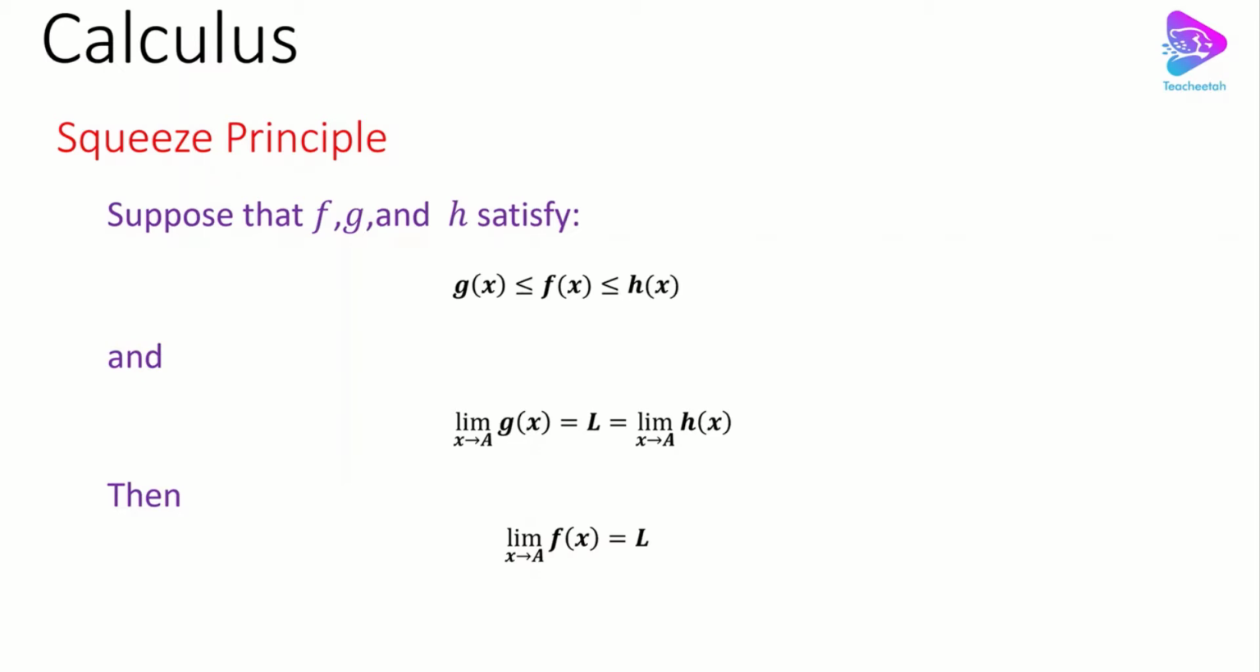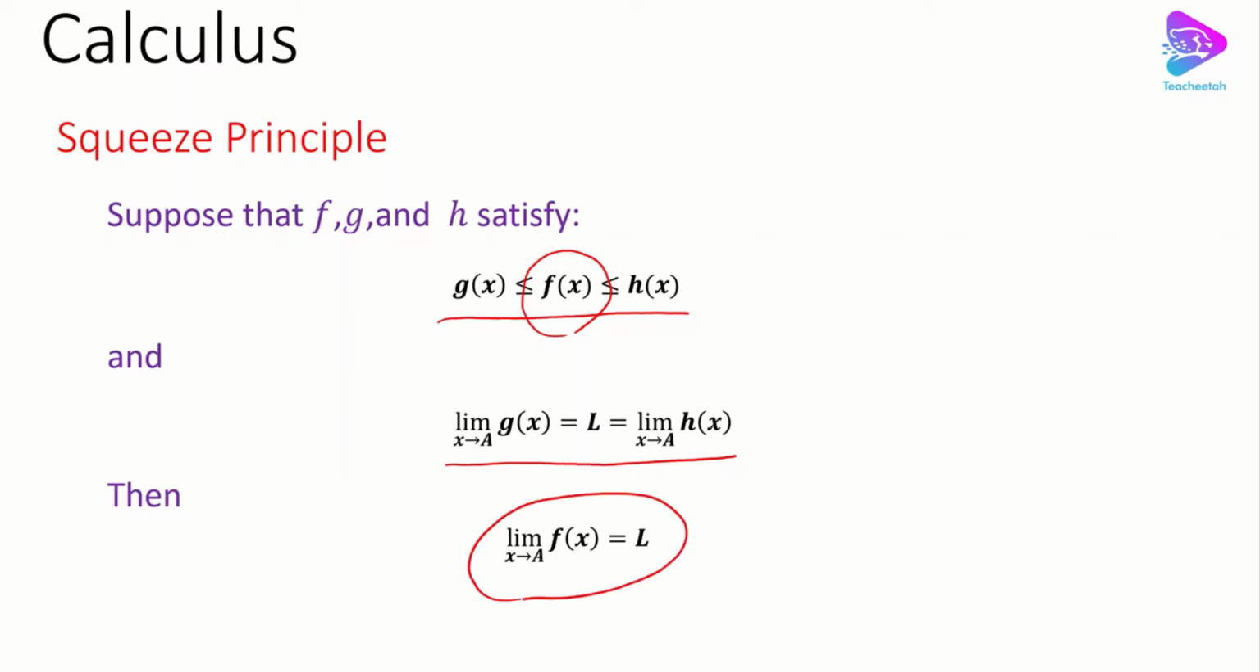Let's look at this principle. Suppose that we have three functions like f, g, and h, which satisfy the following condition: g of x is less than or equal to f of x, and f of x is less than or equal to h of x. And we know that the limit of g of x when x is approaching a is equal to L, and the limit of h of x when x is approaching a is equal to L. Therefore, we can say the limit of the function in the middle of these two is equal to L when x is approaching a.